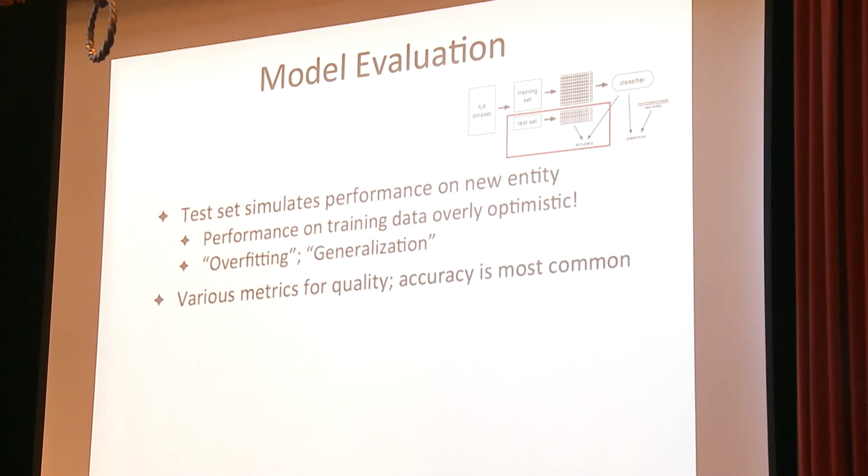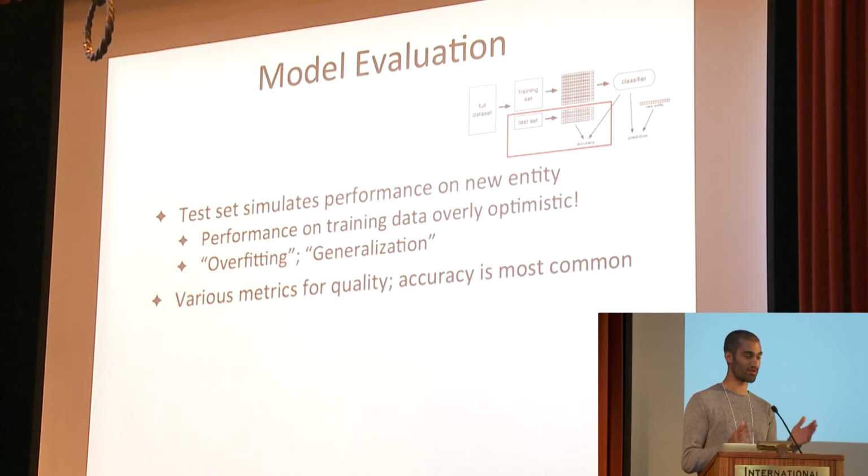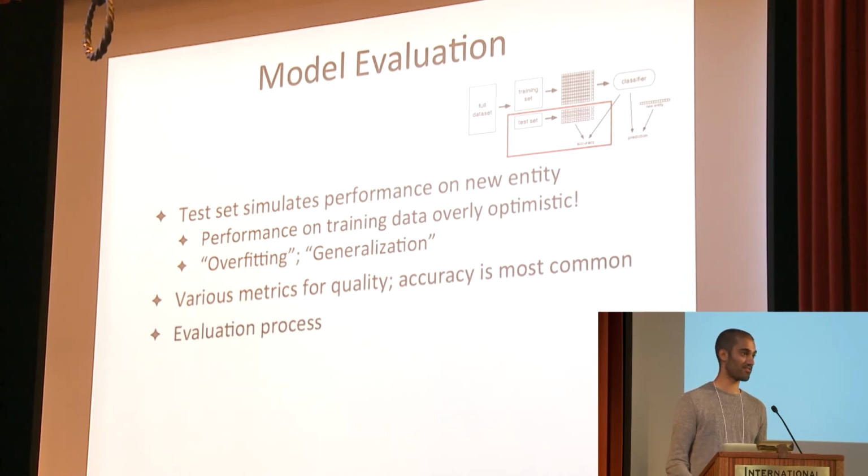So there are various metrics to estimate the quality of a new model. The most common one is just accuracy. So basically, are the prediction and the ground truth label the same or not? Okay, and so how does this evaluation process go?